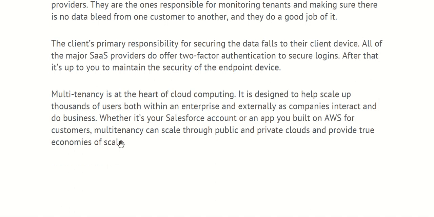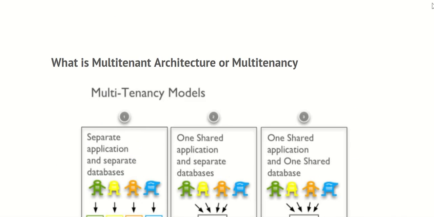It is designed to help scale up to thousands of users, both within an enterprise and externally, as companies interact and do business. Whether it's your Salesforce account, one such example of Salesforce related applications, or an app you built on AWS for customers, multi-tenancy can scale through public and private clouds and provide true economies of scale. So that's all about multi-tenancy, guys. I hope you understood the crux of multi-tenancy architecture.